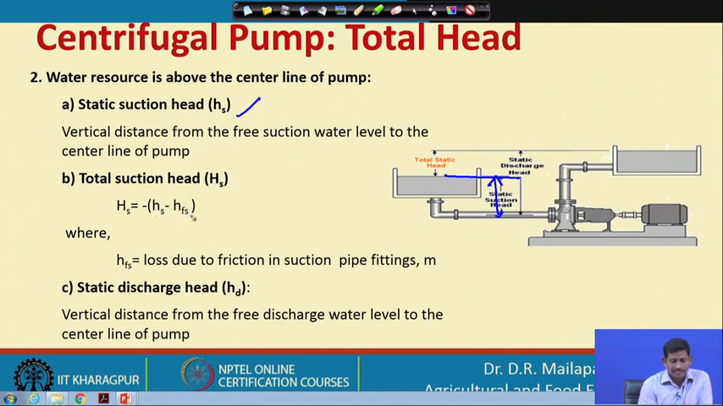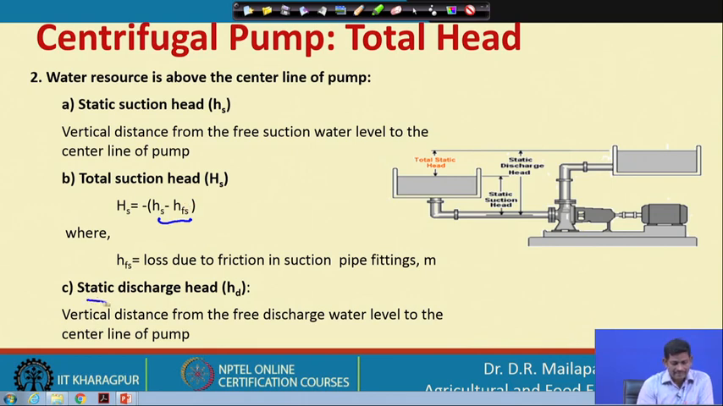Hs minus Hfs, this is friction head loss, but negative, because we are not going to use any energy to pump, because it is due to gravity anyway. So, gravity is helping us. So, the head is negative here, right. So, that is why it is a negative head, the difference of suction head minus friction head.